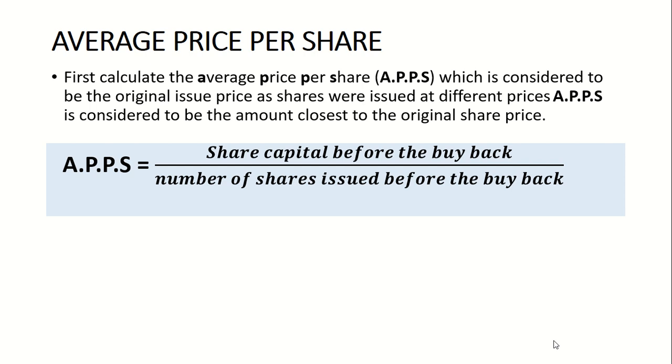I call it APPS. You will get this by taking your share capital before the buyback, and dividing it by the number of shares issued before the buyback. I repeat, share capital, which is the rand value, divided by the number of shares that were issued.